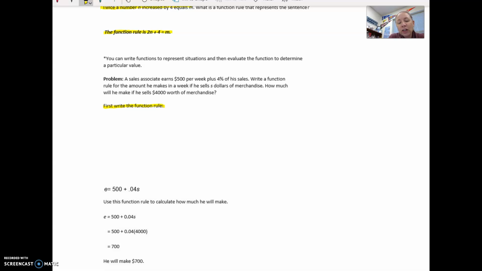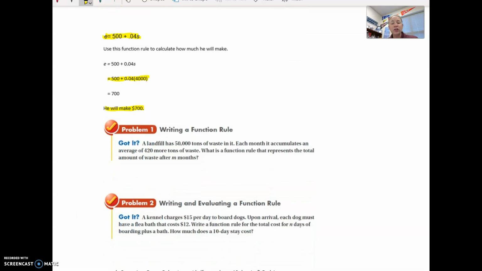So he starts with 500 per week, plus he gets 4% of his sales. So notice whenever you have a percent, you always want to change that to a decimal. So E = 500 + 0.04S for his sales. Then we're going to use this function rule to calculate how much he will make. So if he sold $4,000 worth of merchandise, we can plug that in for S in the equation and see that he would make $700 for those sales amounts. So here's just a quick example that's already worked out for you, a chance for you to see how to organize your information.